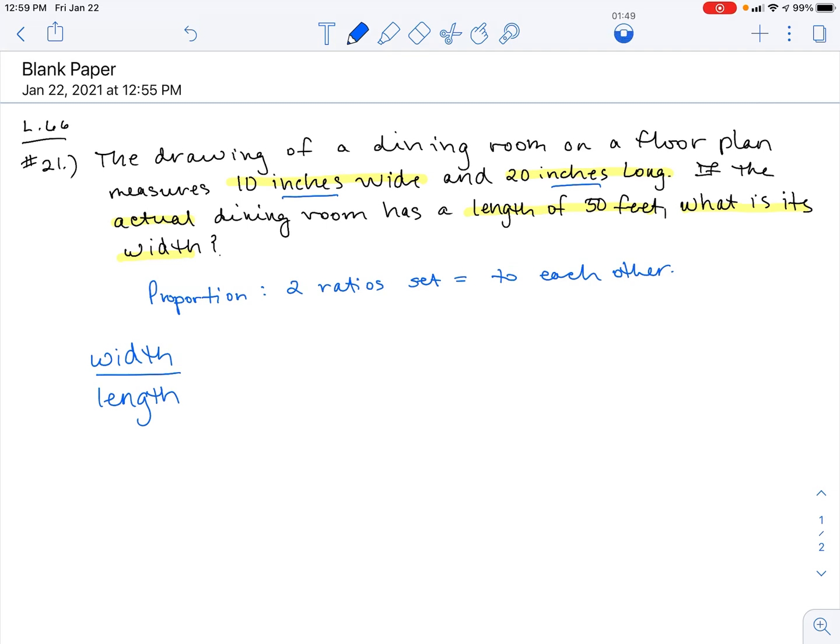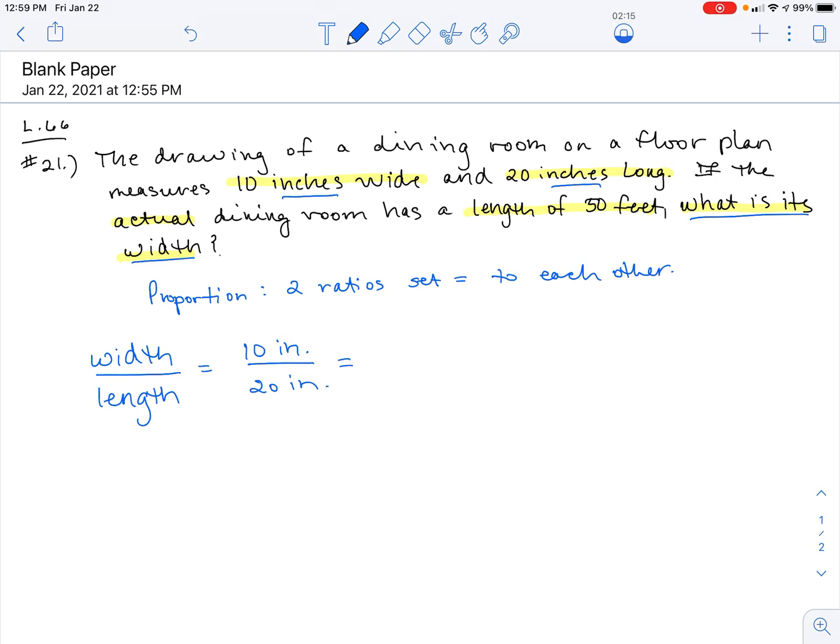Okay, so we have width and length. So let's write here, we have 10 inches. The floor plan measures 10 inches and 20 inches. Width is 10, length is 20. We're going to set that equal to another ratio and put in there what we're trying to solve for. So we're looking to solve for the width.